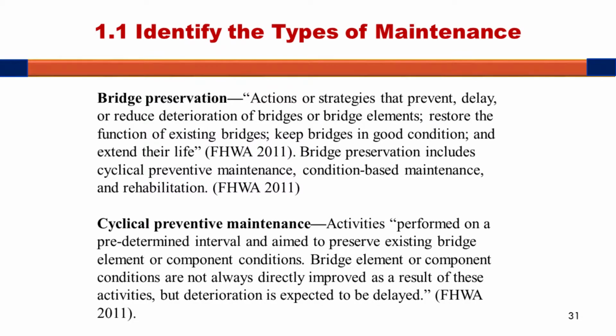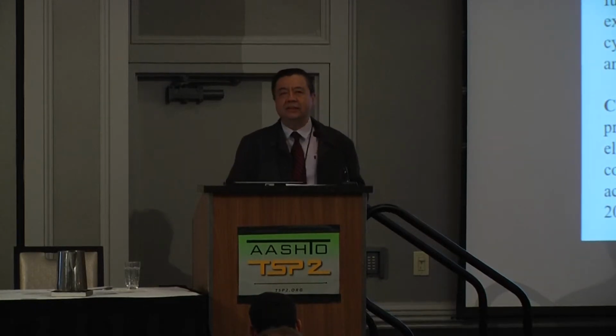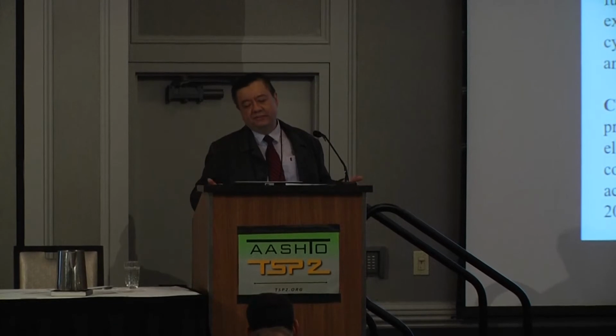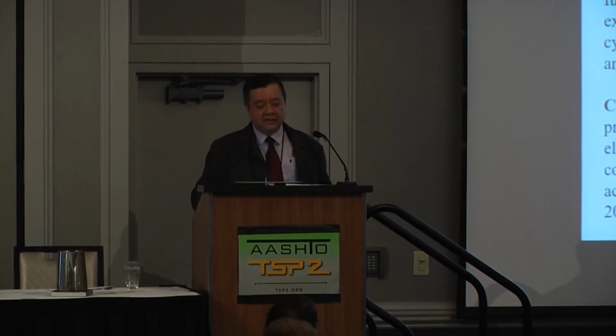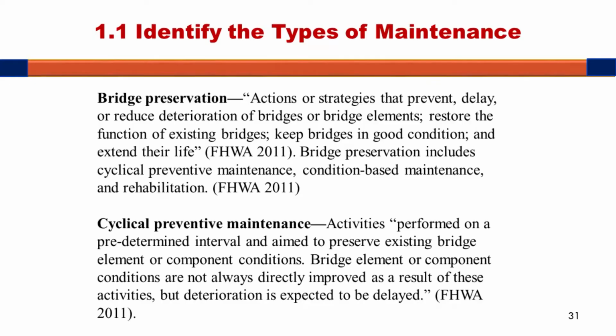Do you remember what the first step in the framework is? Anybody? What's the first thing we have to do? The policies. Yes, that's correct. Once we define the policy, you have to define the type of maintenance, right? But when we asked people around for bridges and others, what are the types of maintenance, or what are the groups, they came up with different definitions. What is cyclical preventive maintenance or bridge preservation?